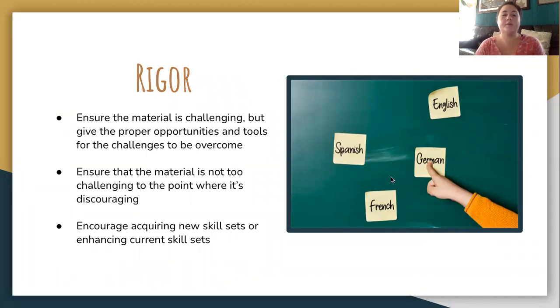Okay. Giving them the proper tools for the challenges to be overcome. Ensuring that the material is not too challenging to the point where it's discouraging, and encouraging acquiring new skill sets or enhancing their current skill sets. You know, they'll be learning lots of different materials and they're also learning English at the same time. So they're advancing their education. So you never know what they have maybe learned in their native language and where they're at unless you assess their needs. It all comes full circle when we're talking about rigor.